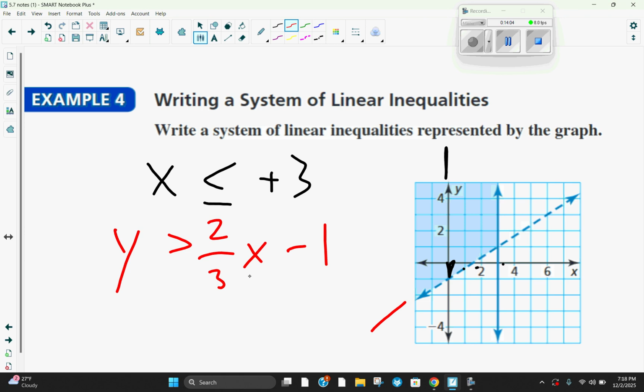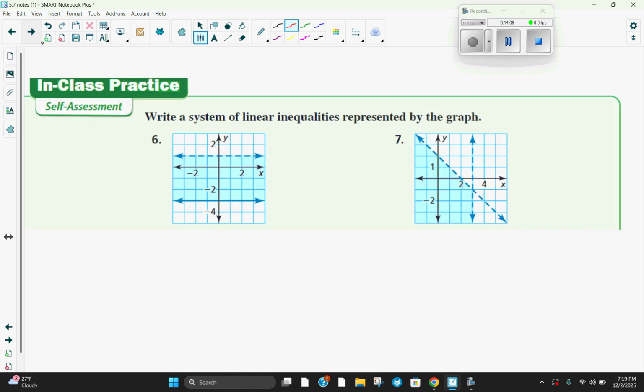Okay. So let's do a little bit more practice. Let's do these 2. So in 6, I have 2 horizontal lines. The dotted one is at 1. The solid is at -3. Okay, so those will both be y's because it's a horizontal.